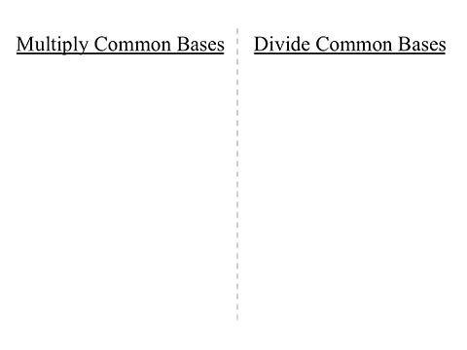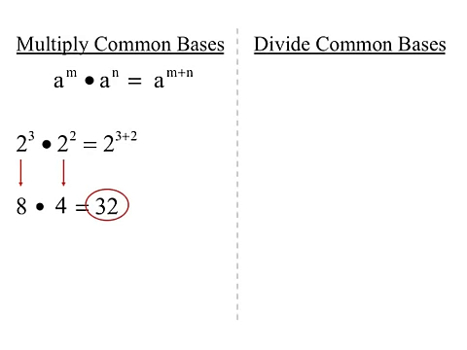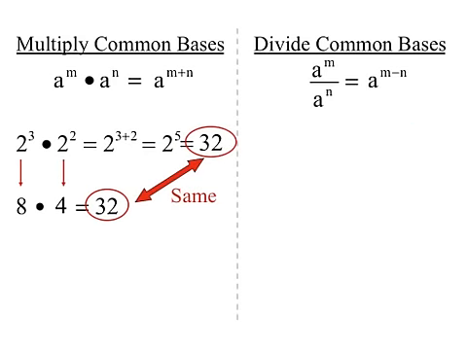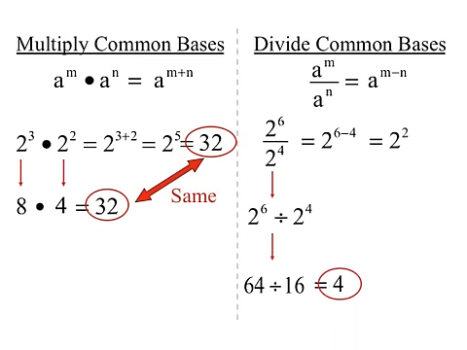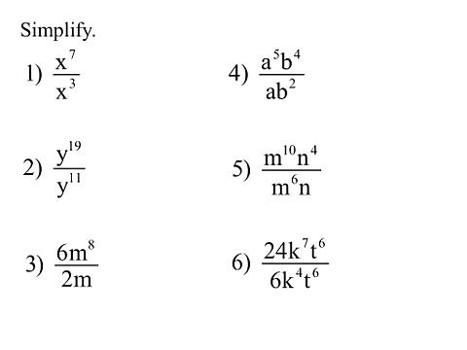All right, going back through the rules of common bases. When I multiply common bases, the shortcut is to really add the exponents. When I'm dividing common bases, the shortcut is to really subtract. Regardless of what you do, whether you expand the expression out or use the shortcut, the answer will be the same. The shortcut just gets you to the point quicker.